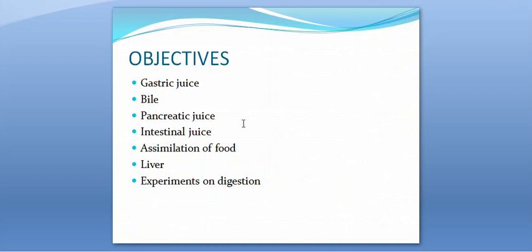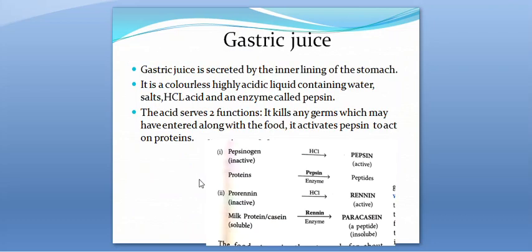Today we will learn about the gastric juice, bile, the pancreatic juice, intestinal juice, assimilation of food, liver and a few experiments on digestion. That is, the digestive system consists of the digestive glands. Now the food after entering into the stomach. The stomach is an elastic bag located below the diaphragm, and the food reaches the stomach with the help of peristalsis.